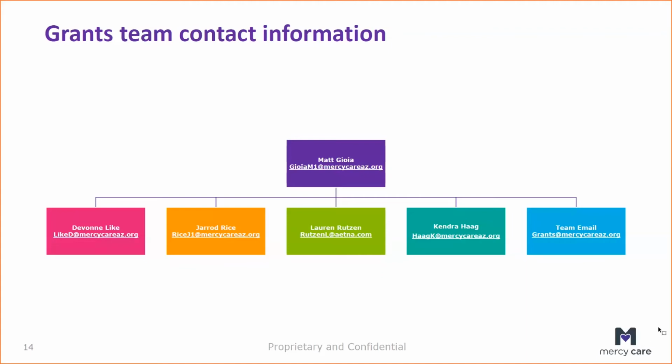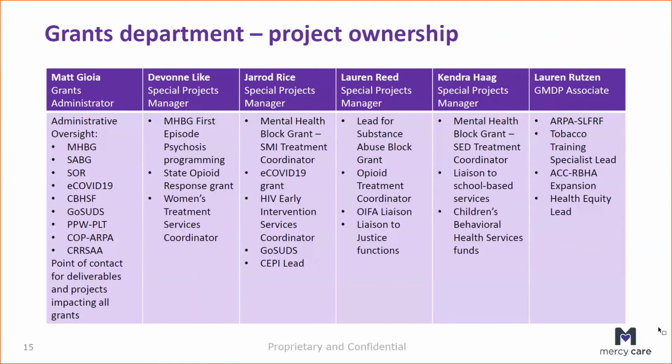Next slide. Okay, so the grants department. As it was mentioned before, Matt is our grant administrator, so he oversees everything. He oversees MHBG, SABG, our SOARs, the eCOVID-19, the CBHSF grant, the GOSA, PPW, PLT, the COP, ARPA, and then the CURSA. So he is the main guy.